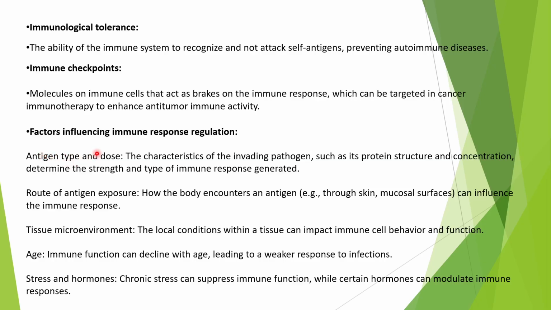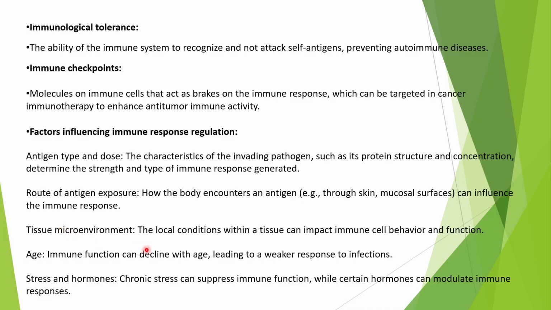Antigen type and dose: the characteristics of the invading pathogen, such as its protein structure and concentration, determine the strength of the immune response that is generated and the type of immune response that is generated. Then the route of antigen administration or exposure also regulates the immune response. How the body encounters an antigen, whether through the skin, through the mucosal surface, through an open wound, or inhalation, determines the particular type of immune response that will be given, and it can influence the way your body will now deal with the antigen.